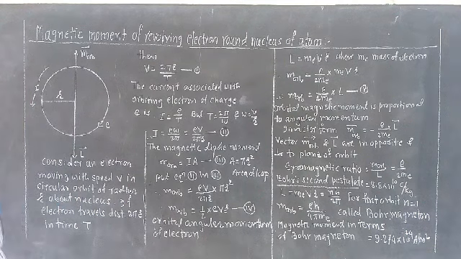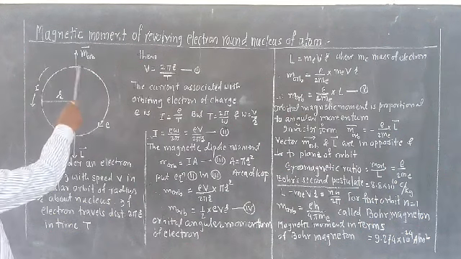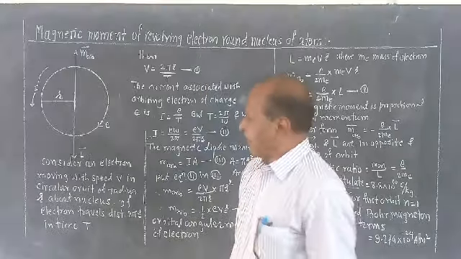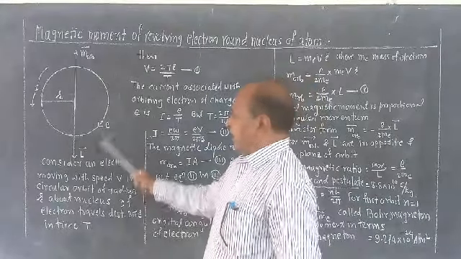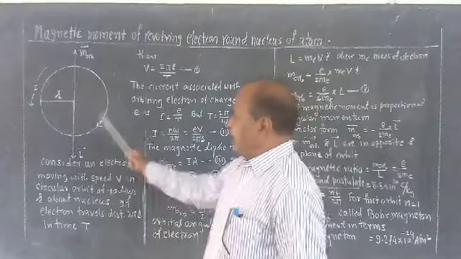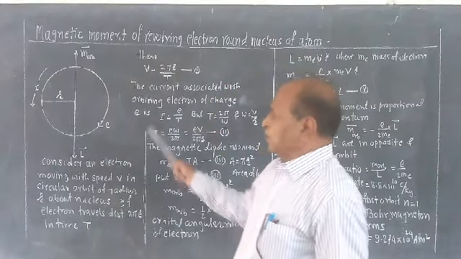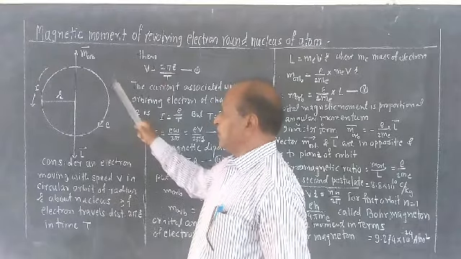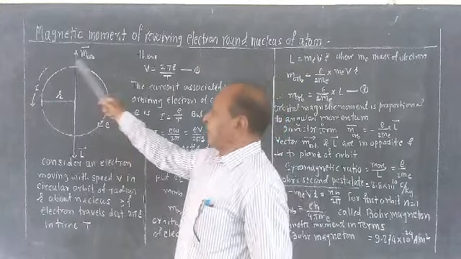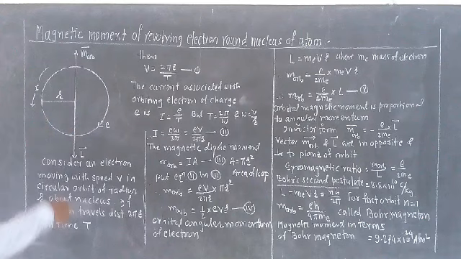For that, we have taken an electron revolving round the nucleus in a circular orbit. The velocity of electron is v. Radius of circular orbit is r. So this electron revolves in this direction, clockwise. Then conventional current is in the opposite direction, that is in anti-clockwise direction.